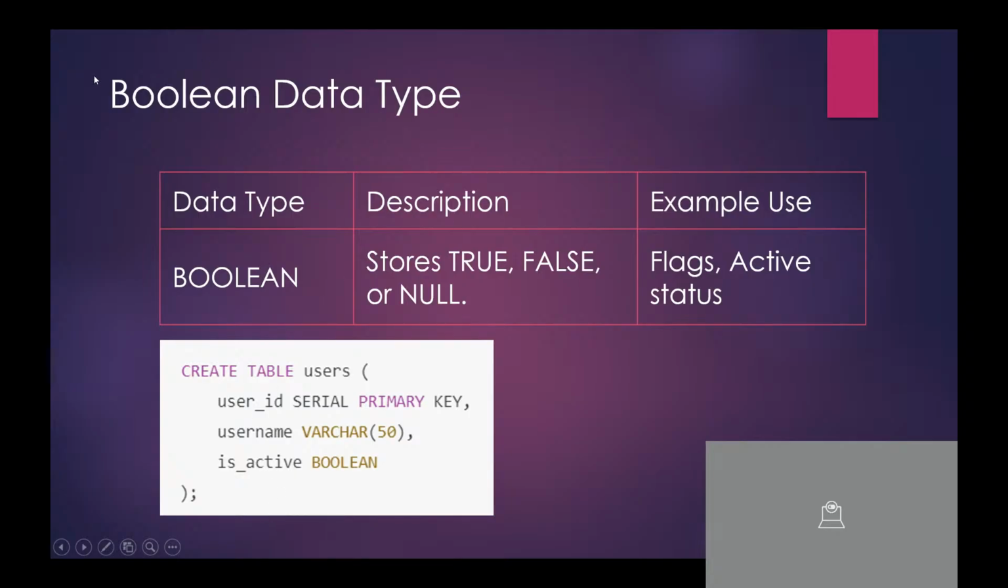Now the next is the Boolean data type. Boolean stores true, false, or null. In Python there is only true and false, but in SQL it is true, false, or null. That's why in constraints we have the null constant, and if you remember, a few minutes ago I used the constant null. Examples are flags, active, and status. So here, the primary key, and is_active is boolean.